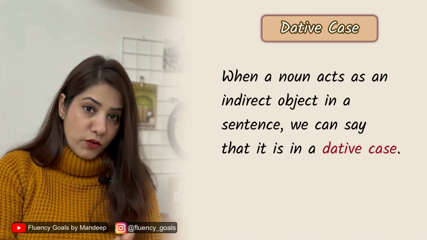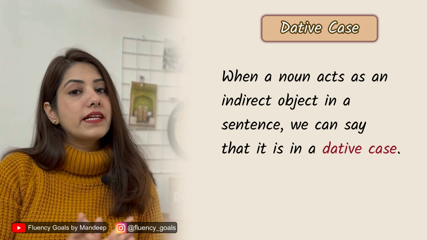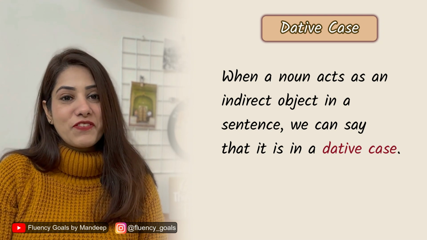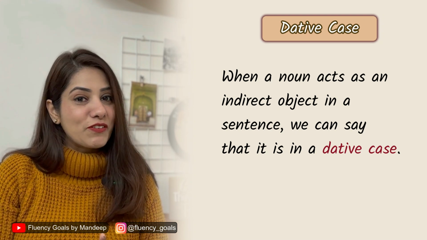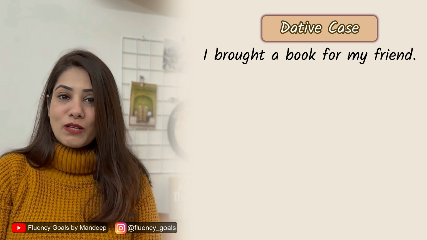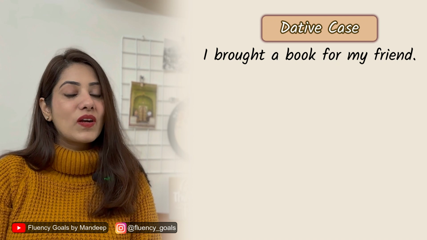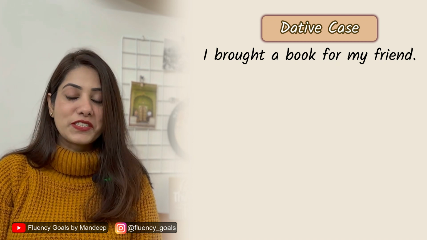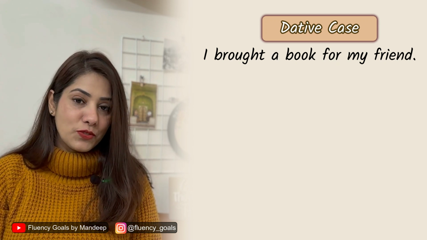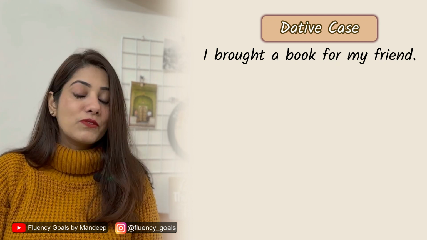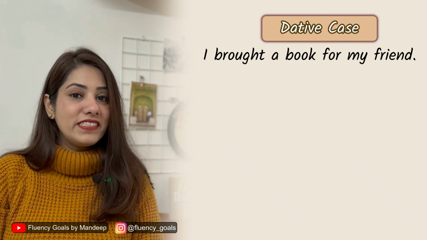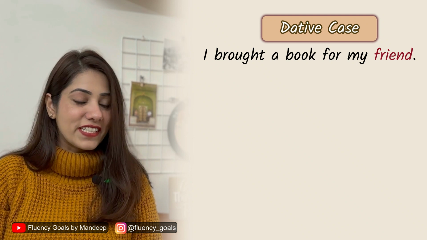Now, as I have already explained to you direct and indirect objects, how to identify them, I hope that you can identify the nouns in the dative case in the following sentences. I brought a book for my friend. So the nouns in this sentence are book and friend. So the indirect object here is, we'll ask the question, to whom, for whom, from whom. So the indirect object is friend. So we can say that friend here is in the dative case.